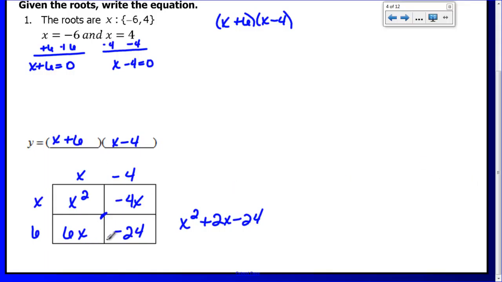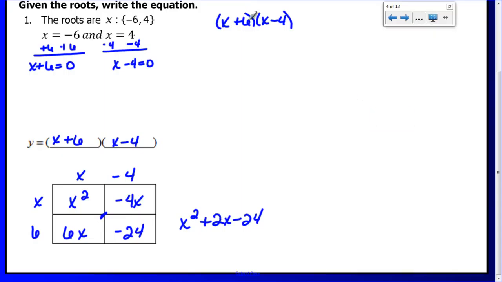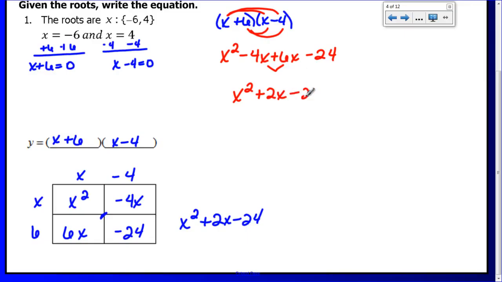Now if you don't want to draw the box, because I know some of you don't like that and it's just tedious, you can do double distribution. It works the same way. So I'm going to do x times x, which makes x squared. I'm going to do x times -4, which is minus 4x. Then I'll do 6 times x, which is 6x. And then 6 times -4 is -24. And then I can combine my like terms in the middle, so I get x squared plus 2x minus 24.